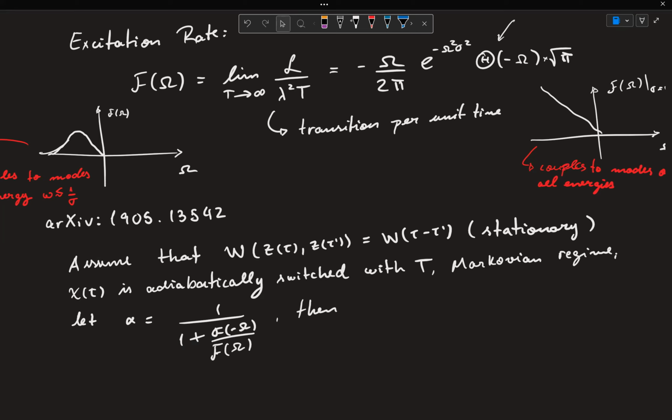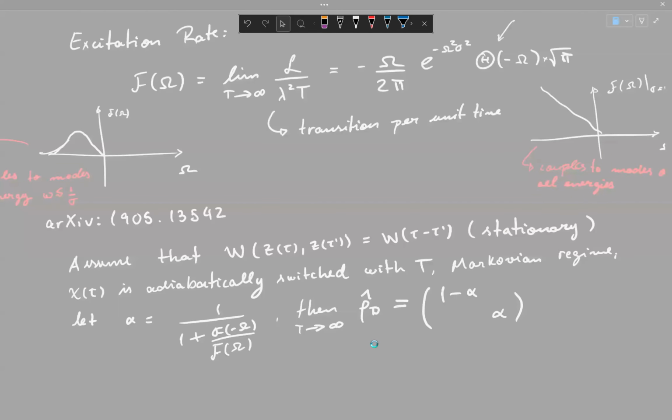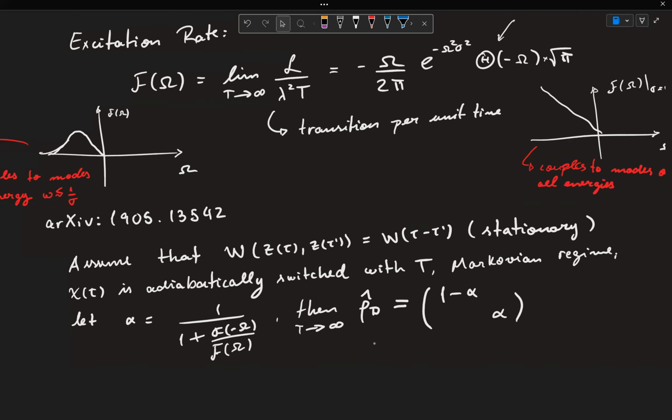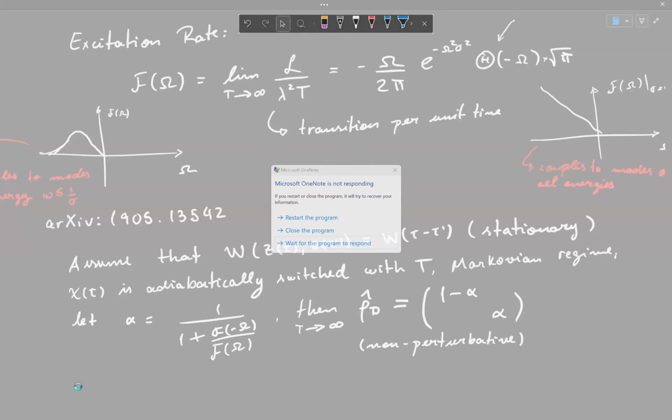Then the asymptotic state of rho d will be 1 minus alpha. And this is non-perturbative. This is a non-perturbative result. I mean, it uses the Markovian approximation instead of perturbation theory. Okay, so this is non-perturbative, and this is for any choice of initial states.